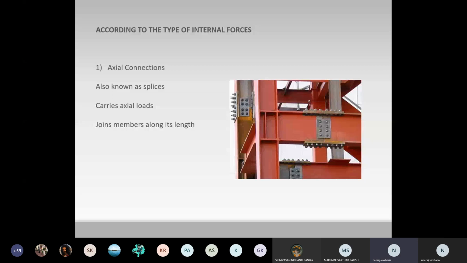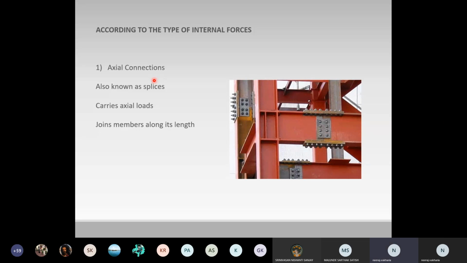So the first one is axial connection. It is also known as splices. Axial connections primarily carry axial loads and include splices, bracing, truss connection, or hangers. They are typically used to connect column to column or beam to beam, sometimes maybe of different sizes. It is often required to join structural members like beam or column along their length due to the available length of sections being limited in the market, and also due to transportation and erection constraints. So such joints are called splices.